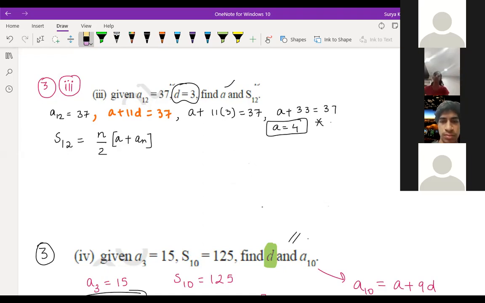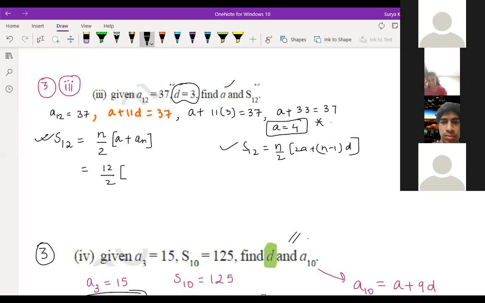Okay, sir. So don't use this formula in this case. Either you can use the first formula or the second formula. You can use S12 is equal to n by 2 into 2a plus n minus 1 into d. You can find the answer by both the methods. So n by 2, here n is 12. 12 by 2 into, A is 4. 4 plus 37. So 2 6s are 12. So 6 into 41. So the answer is 246. Correct? Yes, sir. Is it clear, Ananya?